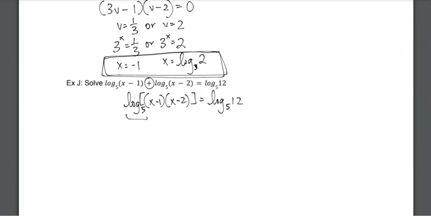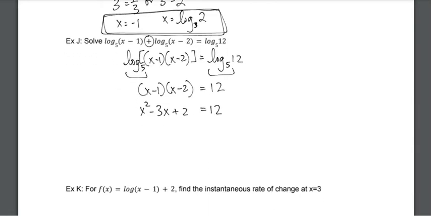Now I've got a single base, so I'm going to equate the arguments. x minus 1 times x minus 2 equals 12. You can skip a step here and expand that at the same time if you like, but I'm just taking it a little slower. Minus 3x plus 2 is equal to 12. So I expanded that, x minus 2 times x minus 1. x squared minus 3x minus 10 is equal to 0.